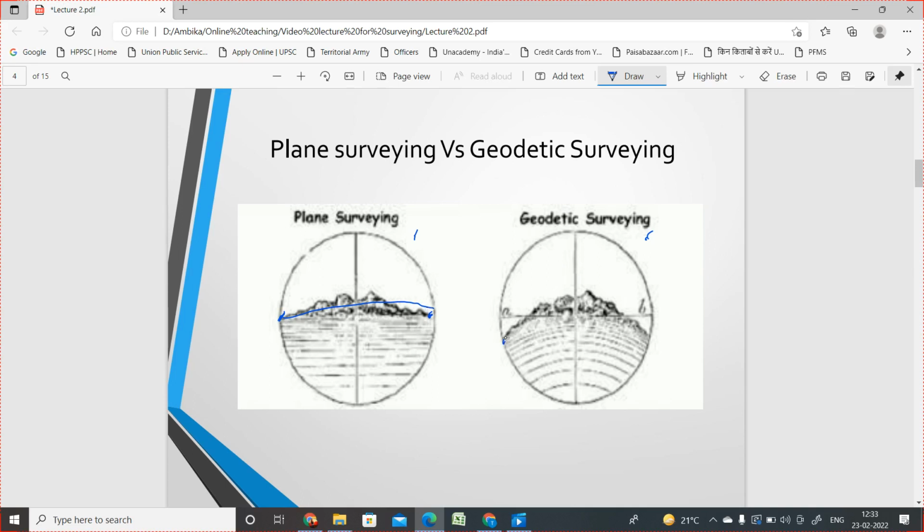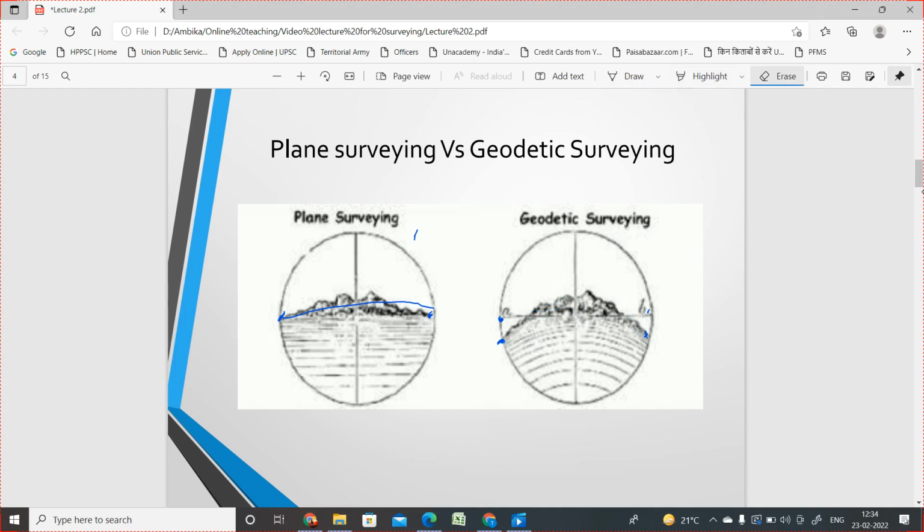You can see that this is the actual topography of the area, with points A and B. Up to a small area it can be considered as a straight line, but if it is a large area, from this point to this point we cannot consider it as a straight line because the actual topography is like this. So we have to consider the curved surface. That is the main difference between plane surveying and geodetic surveying.